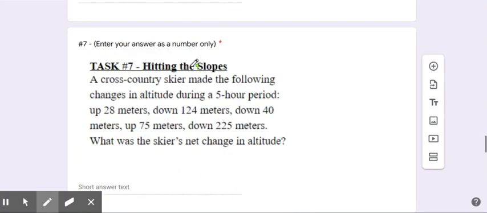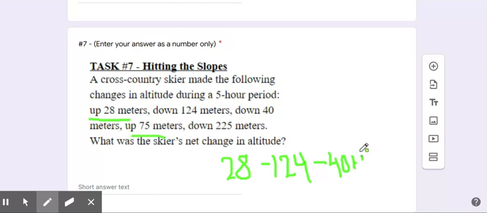Task 7, about hitting the slopes. A cross-country skier made the following changes in altitude during the 5-hour period. He went up 28 meters, so that's a positive 28. Then he went down 124, so I'm going to subtract 124. Then he went down 40, so I'm going to subtract 40 more. Then he went up 75, so add 75. And he went down 225, so subtract 225.